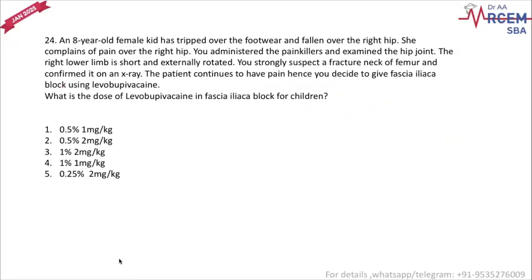An 8 year old female kid tripped over the footway and fell over the right hip. She complains of pain over the right hip and you administer painkillers and examine the hip joint. The right lower limb is short and externally rotated. You strongly suspect a fracture of the femur and confirm it on an X-ray.